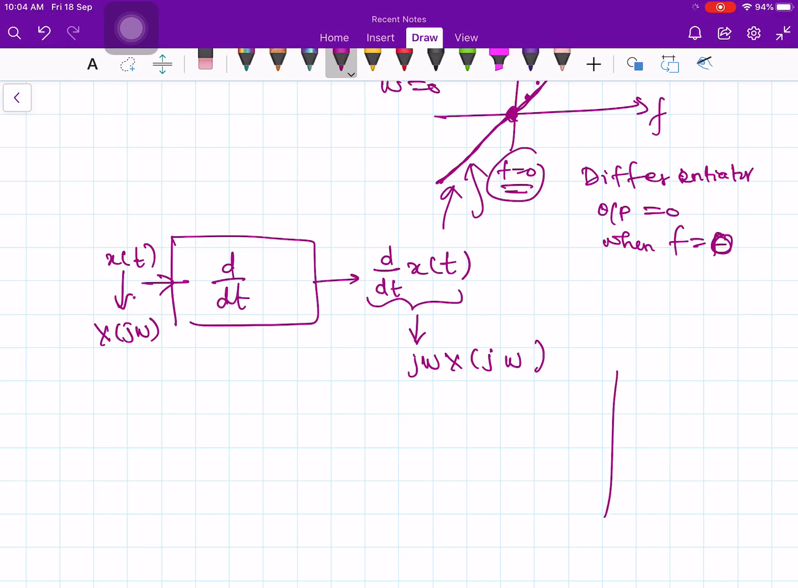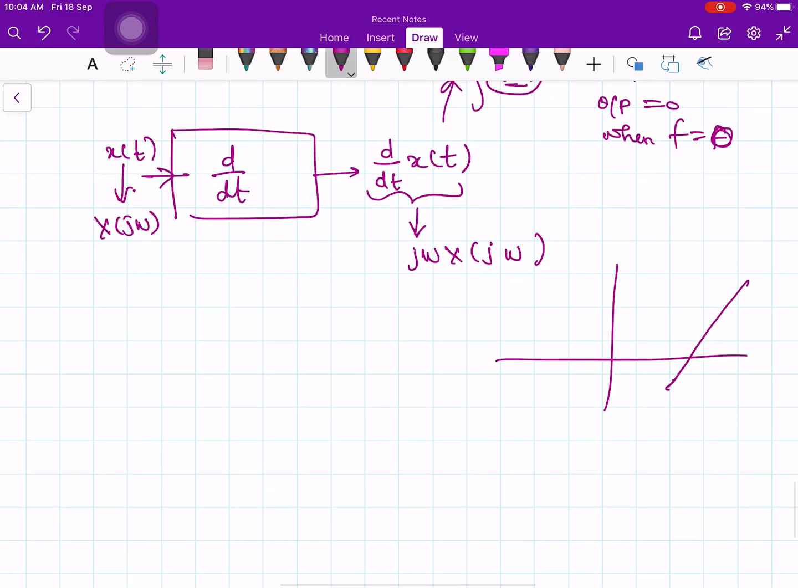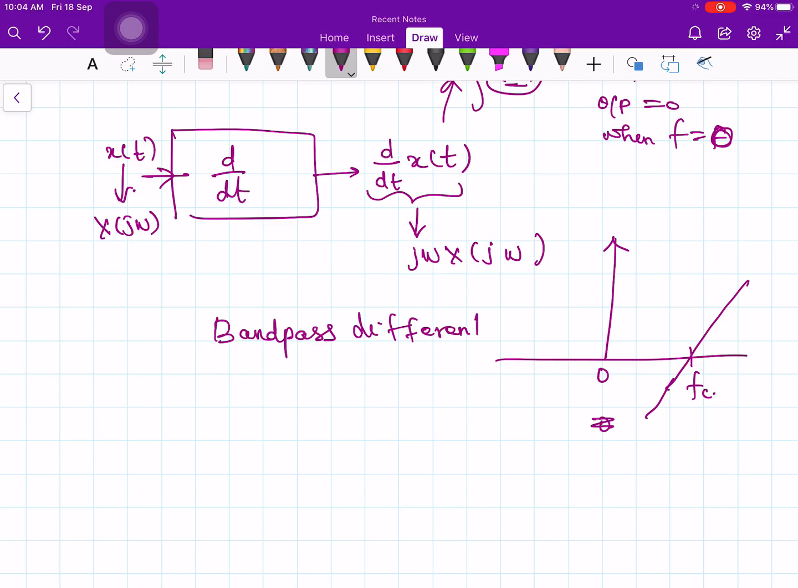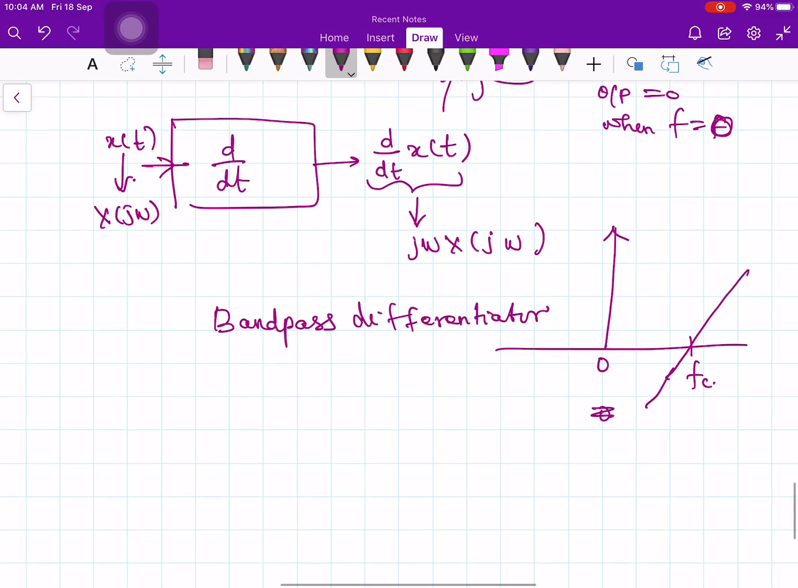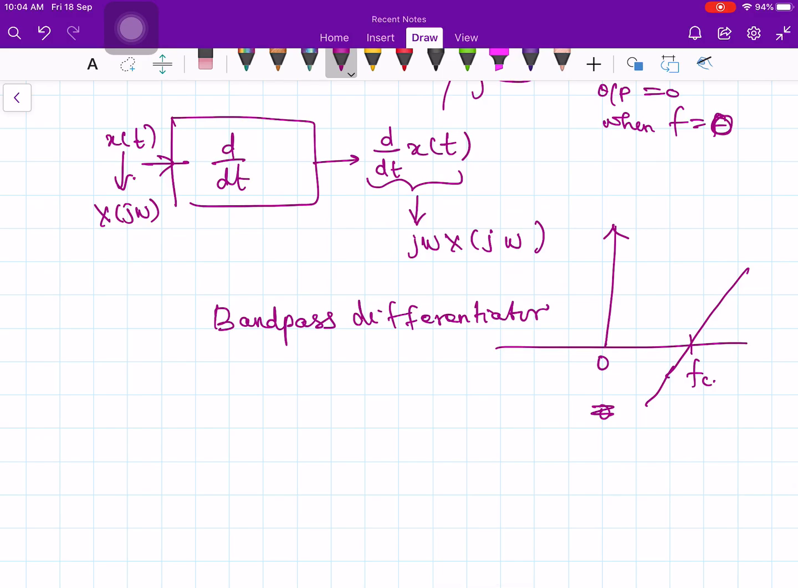Okay, if you want a response like this, the differentiator is not differentiating the signal at the frequency equals 0, it is differentiating at the point of fc. Therefore this is called a bandpass differentiator. A differentiator which gives you the linear characteristics around some carrier frequency fc, that is around some center frequency fc, then you call it a bandpass differentiator, and that is what we are looking for.